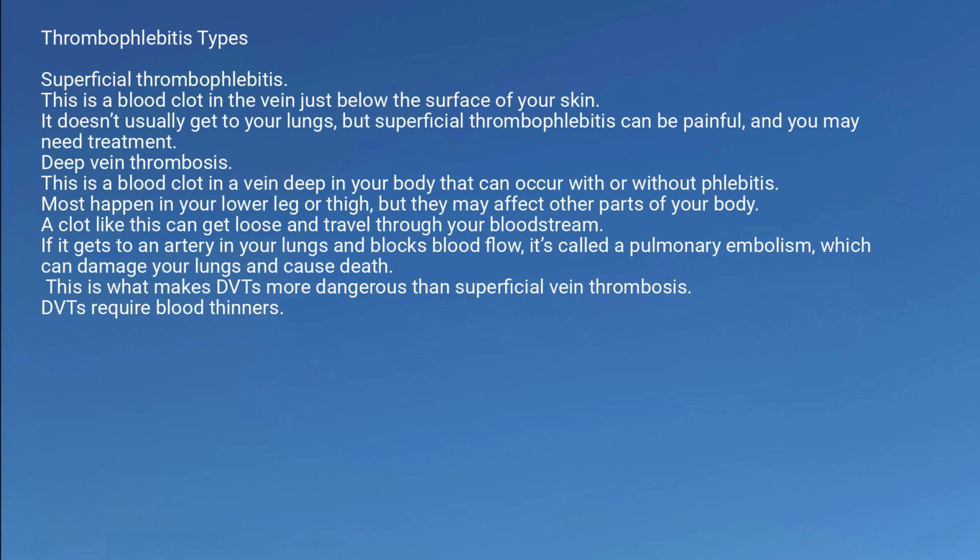Deep vein thrombosis. This is a blood clot in a vein deep in your body that can occur with or without phlebitis. Most happen in your lower leg or thigh, but they may affect other parts of your body. A clot like this can get loose and travel through your bloodstream. If it gets to an artery in your lungs and blocks blood flow, it's called a pulmonary embolism, which can damage your lungs and cause death. This is what makes DVTs more dangerous than superficial vein thrombosis. DVTs require blood thinners.